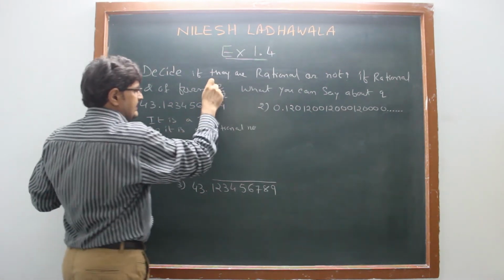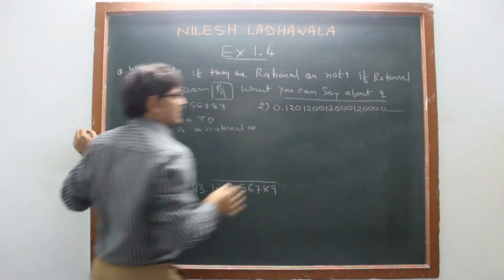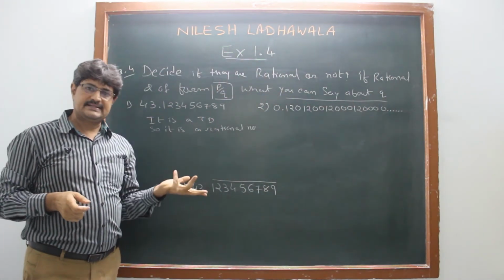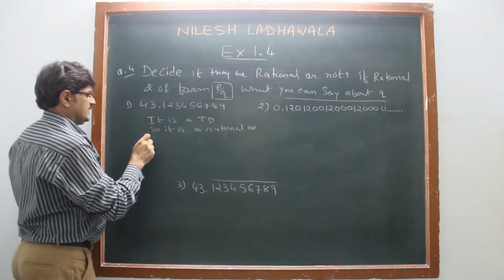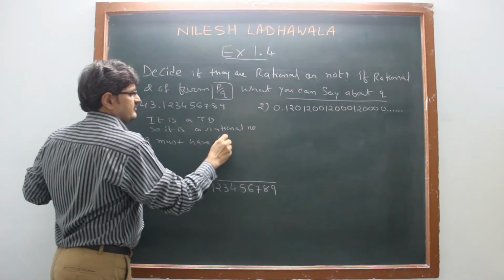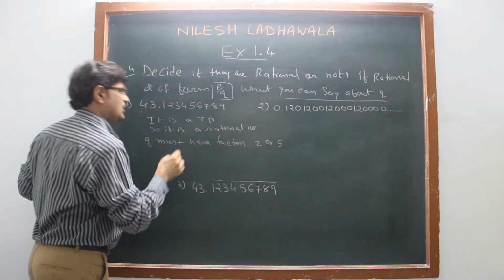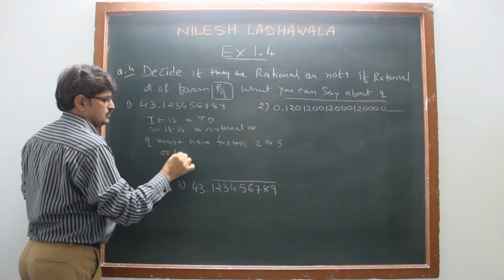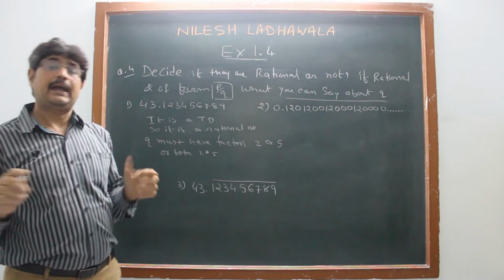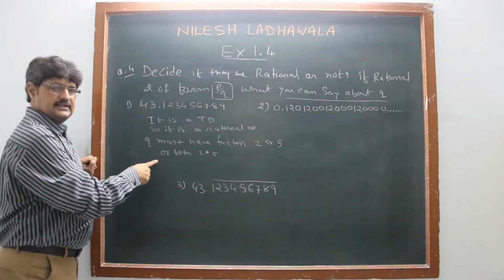Now, what do I have to think about q? We have to find what you can say about q. Since it is a terminating decimal, we know that q must have factors 2 or 5 or both 2 and 5. It must not have any other factor than 2 and 5. Okay, so it is completed.